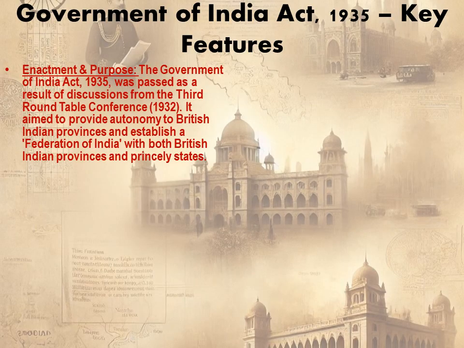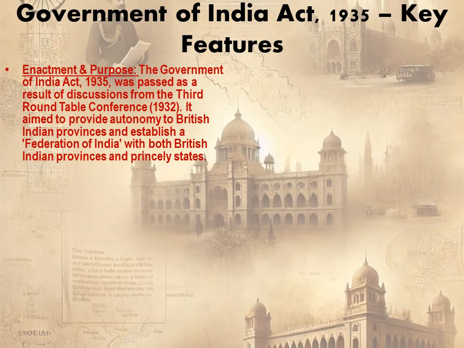However, he came back, and it was the time of the civil disobedience movement, but in that roundtable conference a discussion was held regarding the Government of India Act. So it started because it aimed to provide autonomy to British Indian provinces and establish a federation of India with both British and Indian provinces along with princely states.